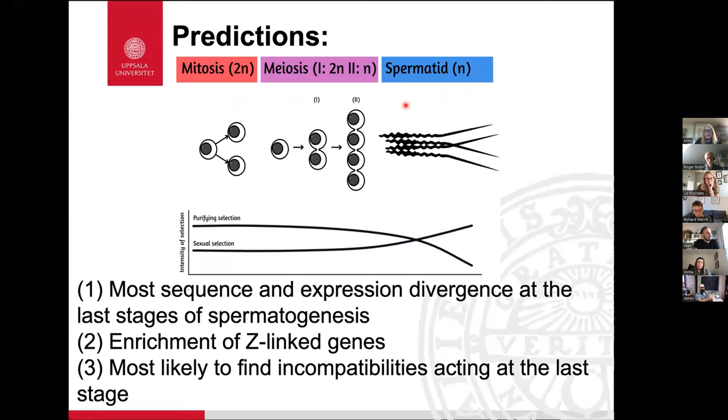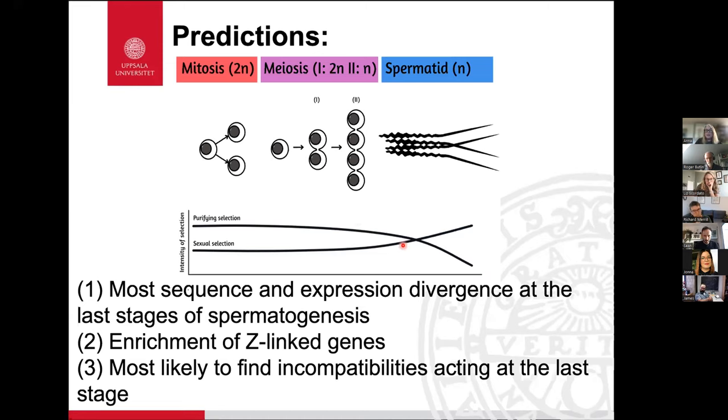And we would expect to have very strong purifying natural selection acting on the first two stages, because these are very basic. So if something goes wrong here, it's actually very devastating, and it's more like housekeeping genes are expected to be relevant here. So there should be very strong purifying selection and little divergence between species.